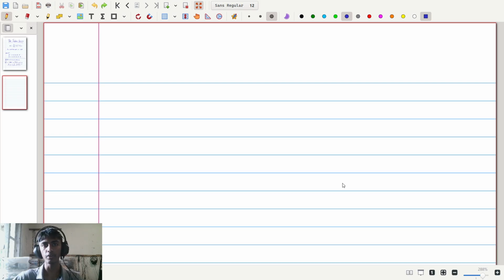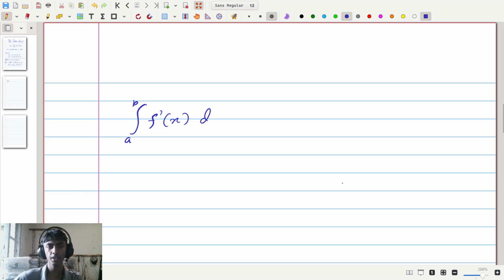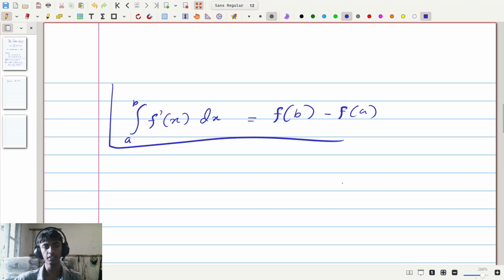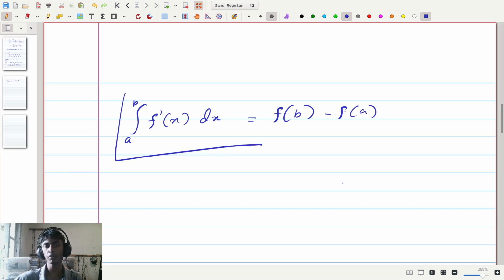So then, moving forward, the fundamental theorem of calculus can be used to find that the integral from a to b of some function f prime of x, which is the derivative of another function f of x, integrated with respect to dx, as in with respect to x, is equal to that function f evaluated at b minus that function f evaluated at a. This is coming from the fundamental theorem of calculus. We are going to be using this to derive our first lemma.